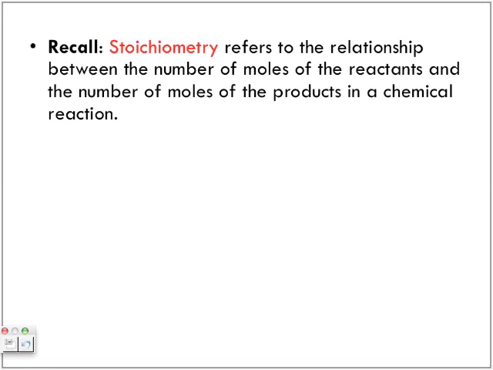So let's recall. Stoichiometry refers to the relationship between the number of moles of the reactants and the number of moles of the products in a chemical reaction. So it's going to be really important that you remind yourself how to balance and how to put together formulas for this chapter of the unit.